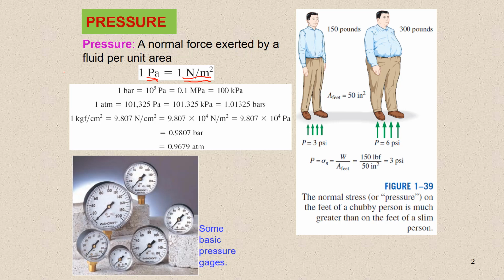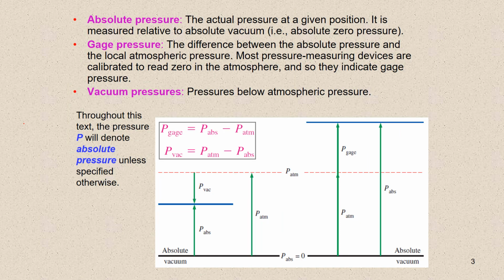The pressure unit Pascal is too small for most pressures encountered in practice, and therefore its multiples are commonly used, like the kilopascal, where 1 kilopascal is equal to 1000 pascals, and the megapascal, where 1 megapascal equals 1 million pascals. The actual pressure at a given position is called the absolute pressure, and it is measured relative to absolute vacuum, which is the absolute zero pressure.